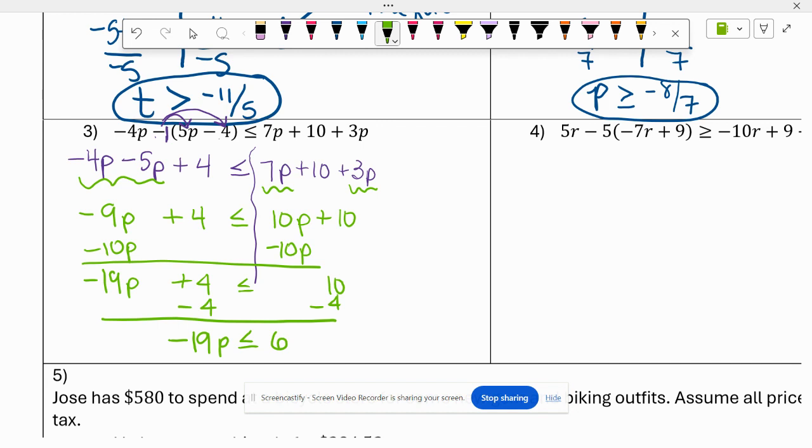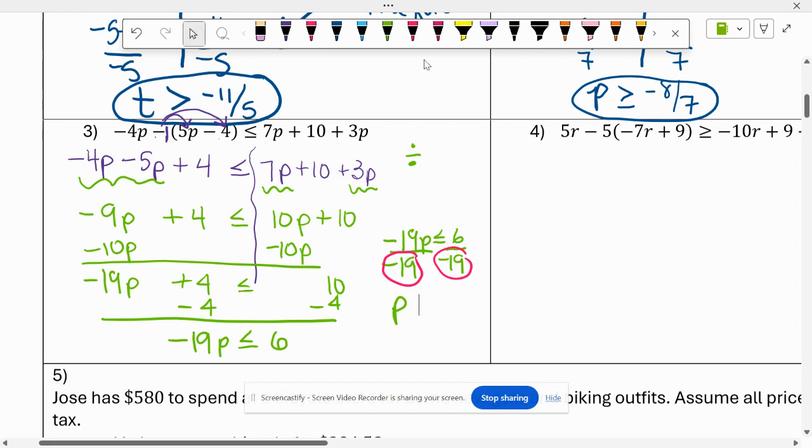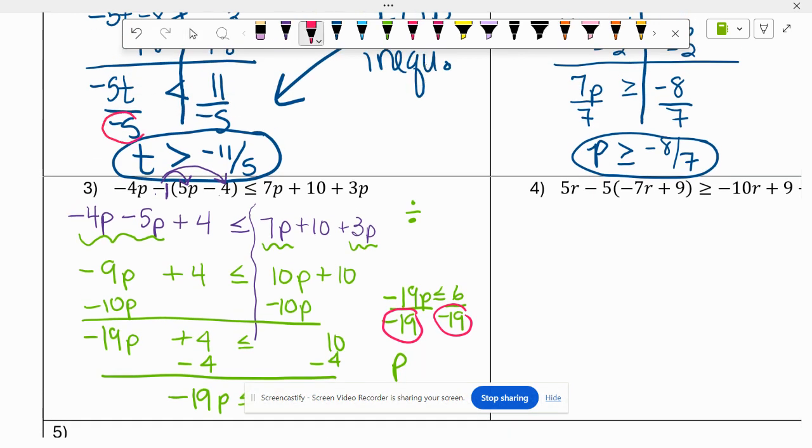Jaden, go ahead. Sure. I'm going to move that over here. Negative 19p is less than or equal to 6. Divide both sides by negative 19. Jaden, I'm dividing both sides by negative 19. What do I need to do? Do you see how I'm dividing both sides by a negative number? Do you see in the example above, we divided both sides by negative 5 and we flipped? We flip it. Good job.